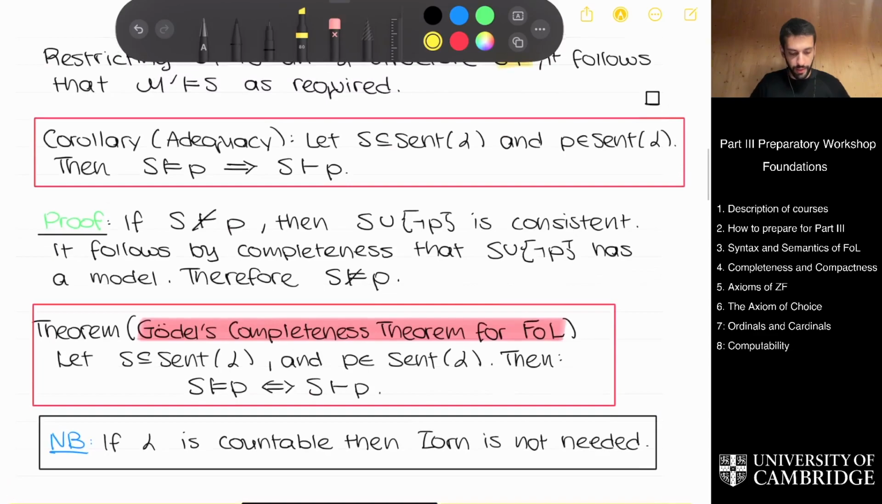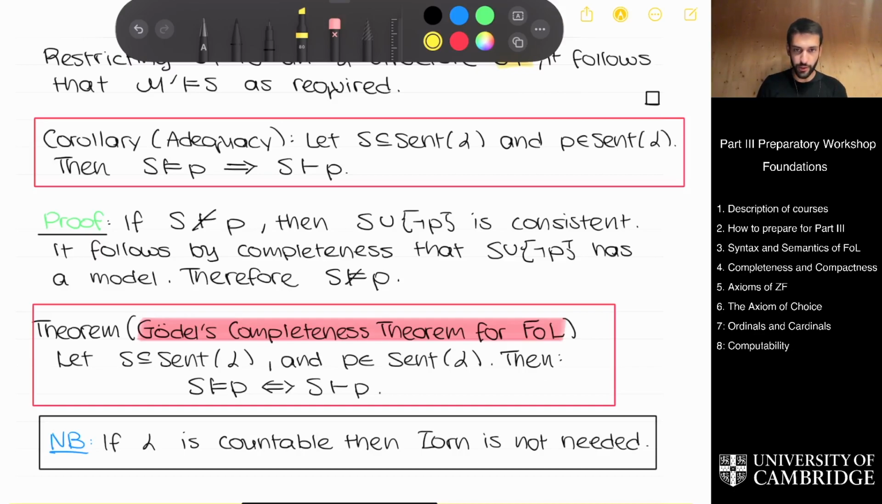So a direct corollary to the compactness theorem is what is known as the adequacy theorem, which is often just taken to be the compactness theorem itself. And it is precisely the converse to the soundness theorem that I covered before. So it says that if we take a set of sentences S and a sentence P, then if S models P, meaning that all models of S are also models of P, then P is a consequence of S. S proves P.